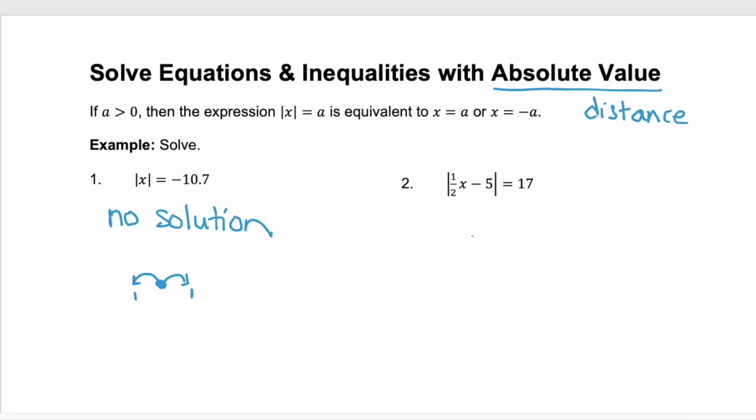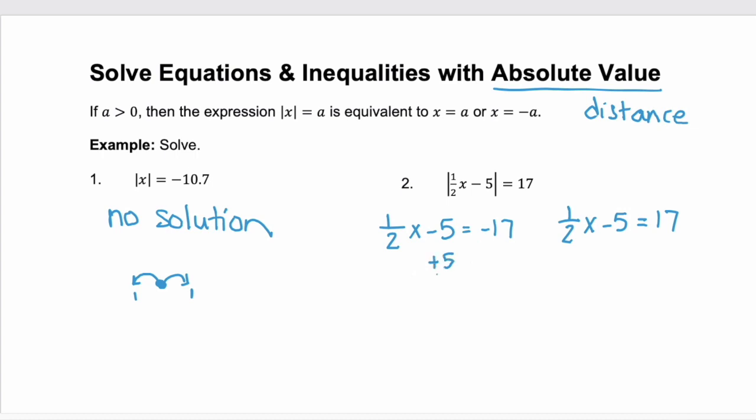Look at example 2. We're looking to find a distance that's equal to 17. Well, this is possible. We can go 17 units to the right or 17 units to the left. 17 units to the right would mean taking the value inside the absolute value and solving when it's equal to 17. And to go left, we solve when it's equal to negative 17. So here the negative denotes that we're going to the left.